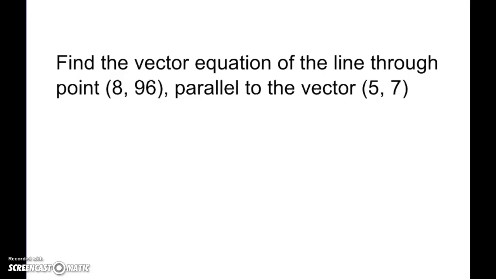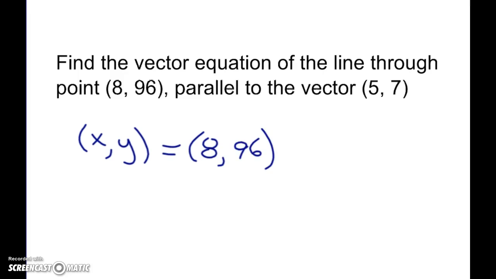Find the vector equation of the line through the point 8, 9, 6, and parallel to the vector 5, 7. It's just all your x, y's, all your vectors going to points on the line. They're just 8, 9, 6. And then any old multiple of 5, 7 will get you to other points on the line. Okay? Got it? Any questions? That'll be the end of part 1.